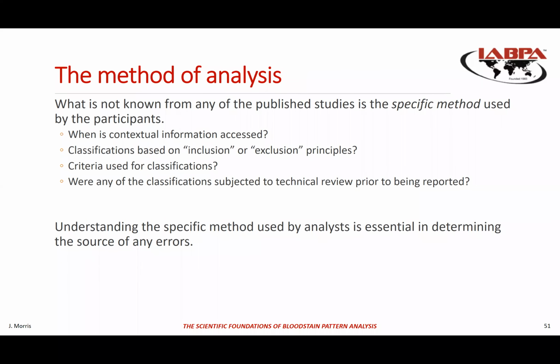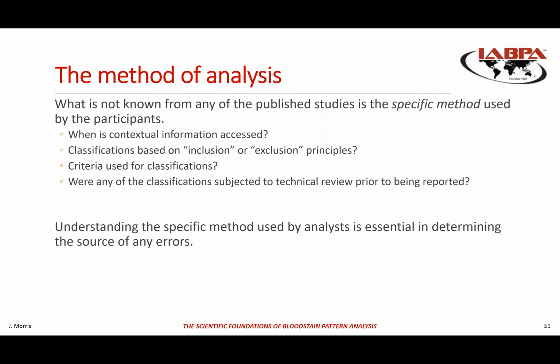But what we don't know from any of these published studies is the specific method that was used by the participant. When did they use contextual information? How did they classify their patterns? Was it based on, yeah, it looks like that? Or how can I exclude other patterns and see what's left? What criteria did they use for classification?